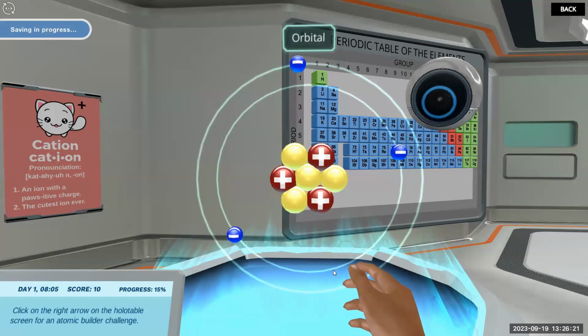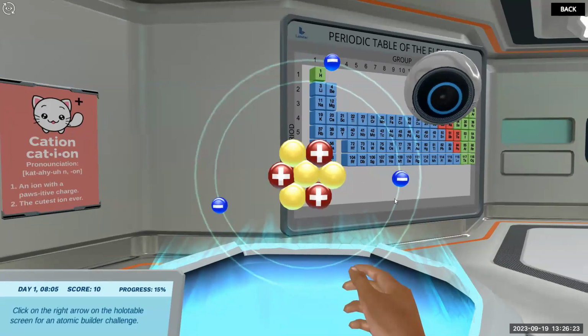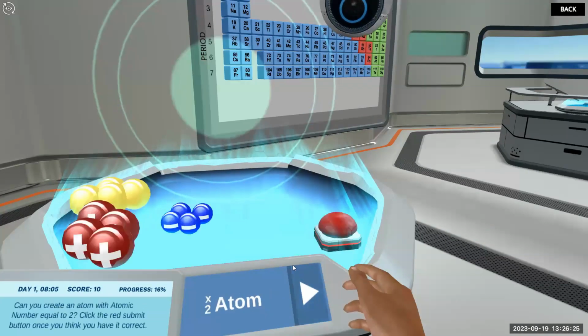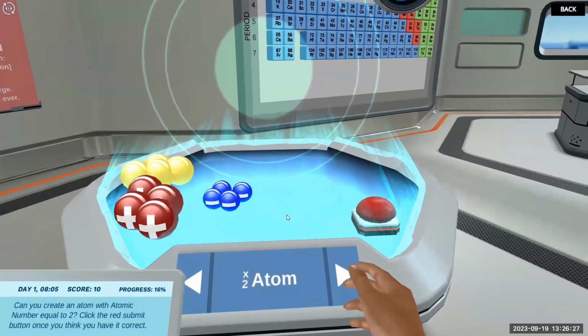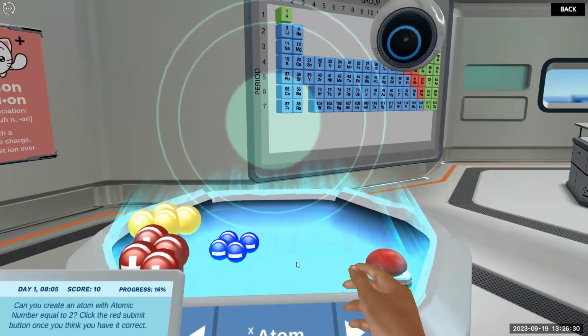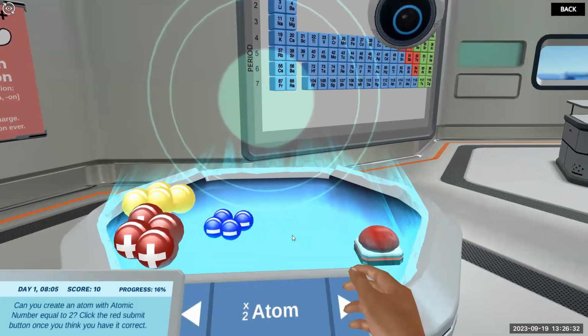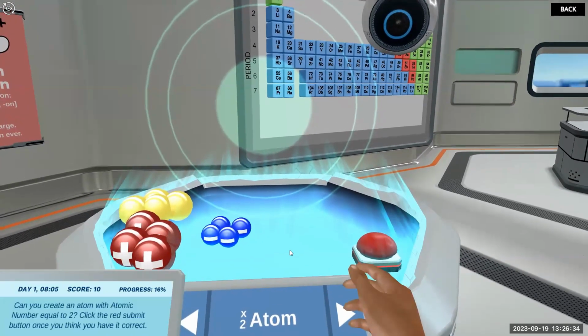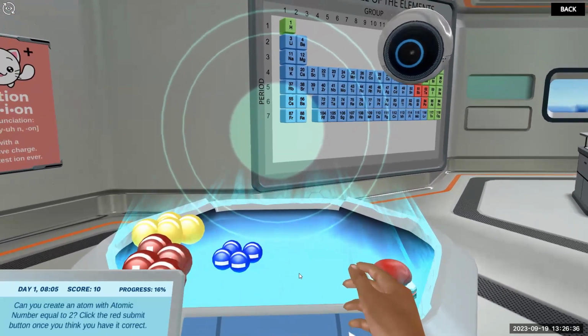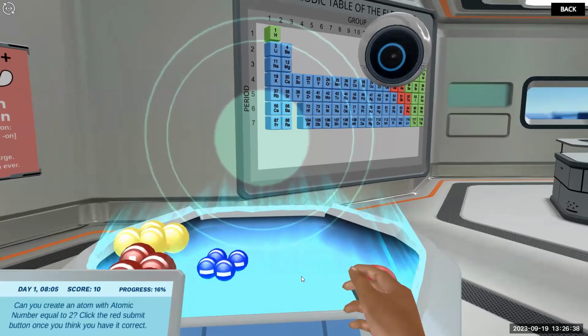Click on the right arrow on the holotable screen for an atomic builder challenge. Can you create an atom with atomic number equal to 2? Click the red submit button once you think you have it correct. Atomic number equal to 2.